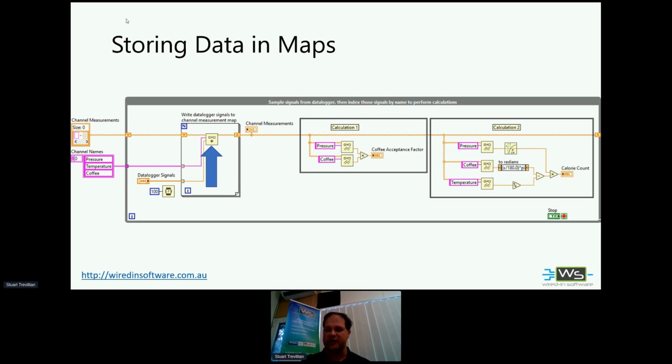For our first calculation, we look in the map for pressure and coffee, and then multiply the values together to calculate the coffee acceptance factor. And we're going to do the same in the second calculation, except we're looking for all three measurements to calculate the total calorie count. And we all know that to calculate the total calorie count, we need to convert the coffee count to radians, subtract the reciprocal of the temperature, and multiply by the logarithm of the pressure, right? Everyone knows that. Yeah.